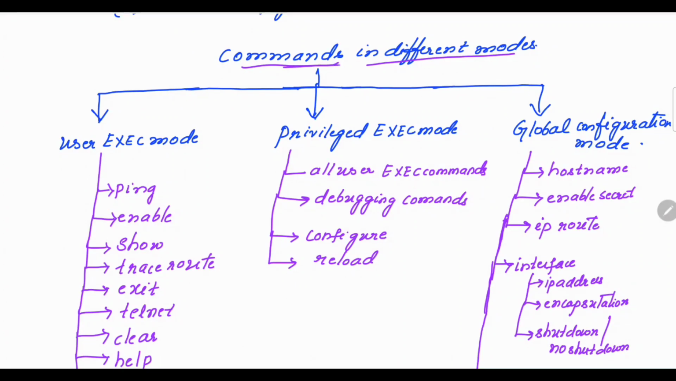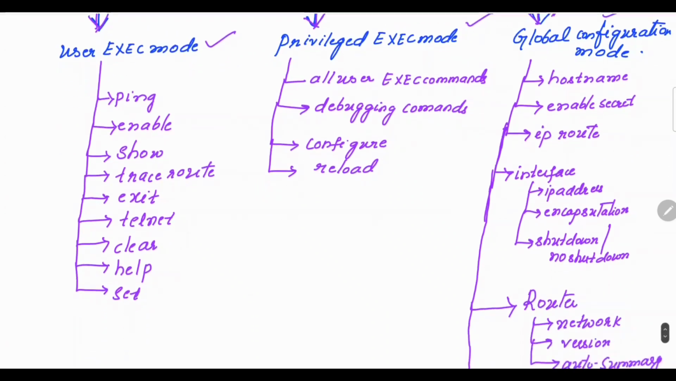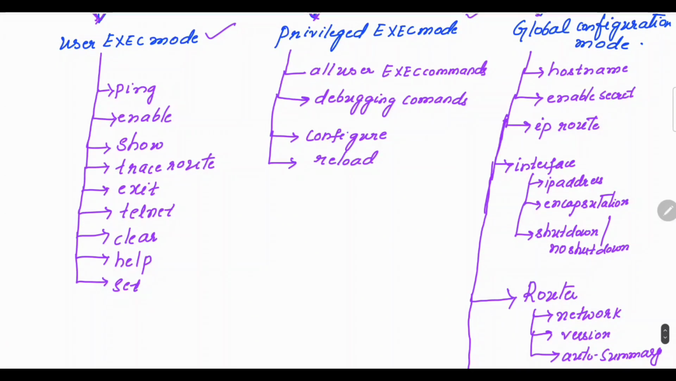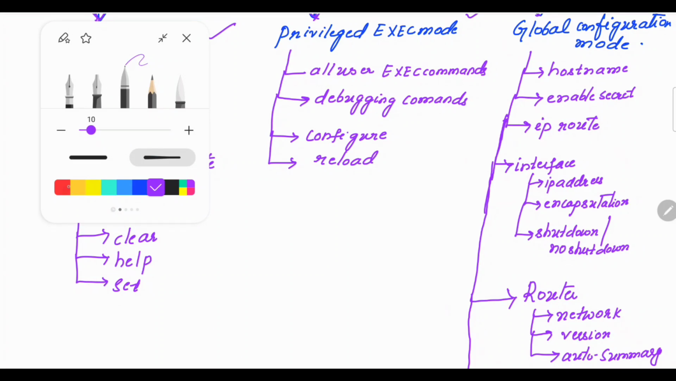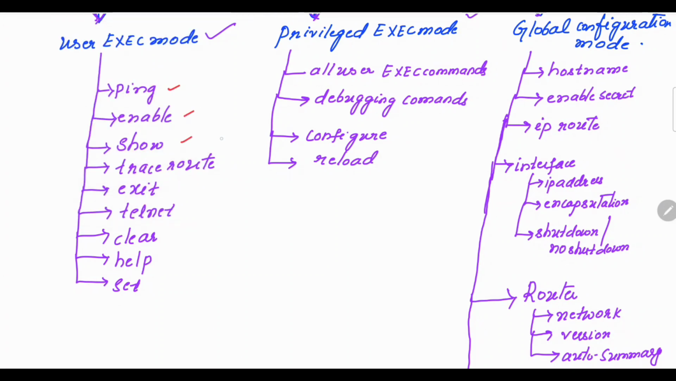So we hope it will help you all. What I have done is I have written the heading as commands in different modes. Let me write under these three different modes here: the user EXEC mode, the privileged EXEC mode and the global configuration mode, and which commands can be used under each mode. Ping, enable, show, traceroute, exit, telnet, clear, help, set. This is not the end, you have still more, so I'll just write etc. here.